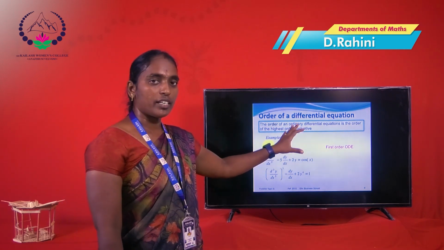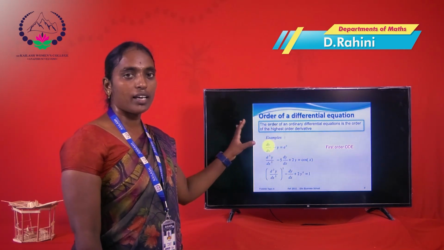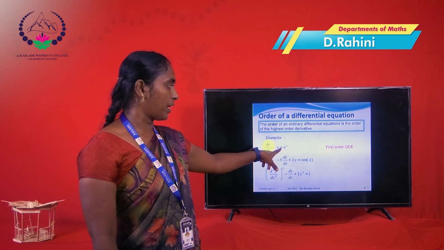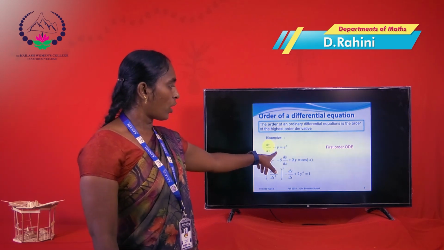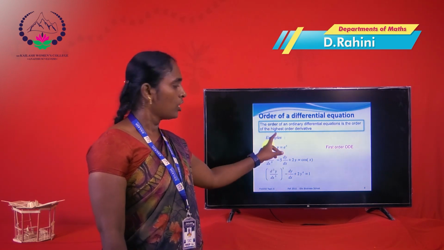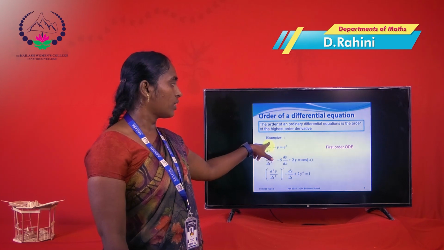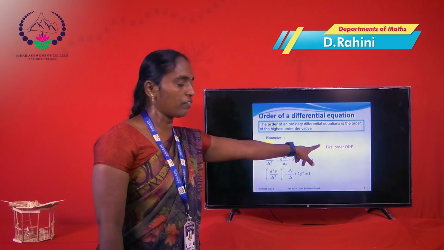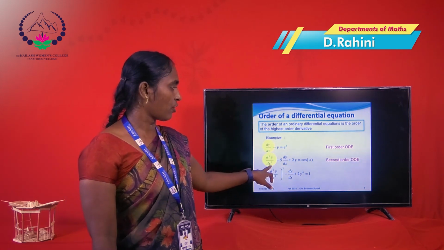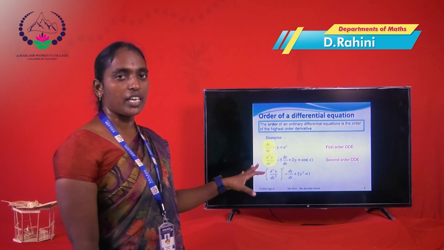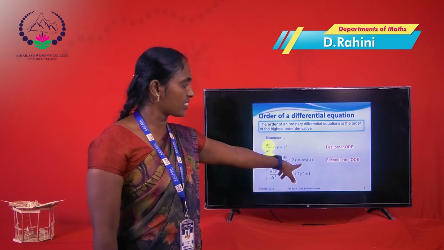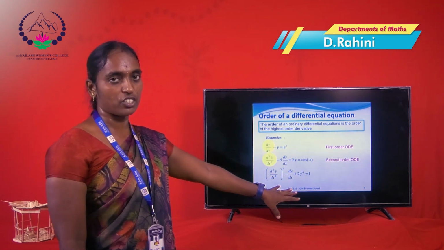The order of an ordinary differential equation is the order of the highest order derivative. For example, dy by dx minus y equal to e power x. Here y is the unknown function and x is the independent variable. The derivative here is first, so the order is also 1. This is an example of a first order ordinary differential equation. The next example is d square y by dx square minus 5 into dy by dx plus 2y equal to cos x. Here the order is 2, so this equation is called a second order ordinary differential equation.